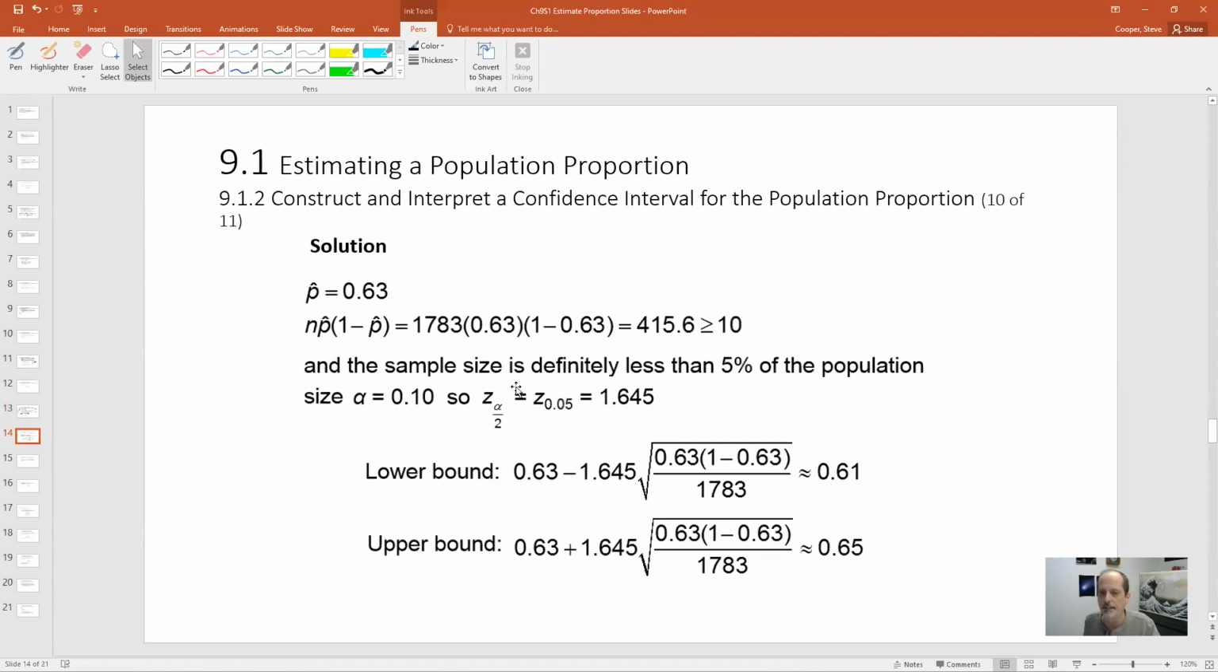Okay, and so they've calculated for us on this next slide that the lower bound is about 0.61. And if I add the margin of error calculation to p hat, so this is just p hat plus and minus E right here. Okay, so our lower bound for the confidence interval is 0.61 and our upper bound is 0.65.